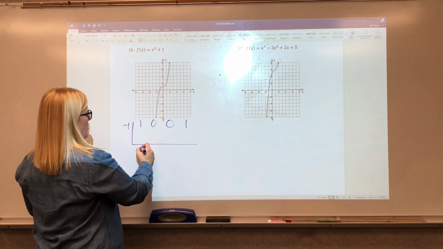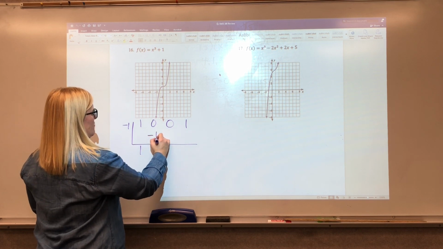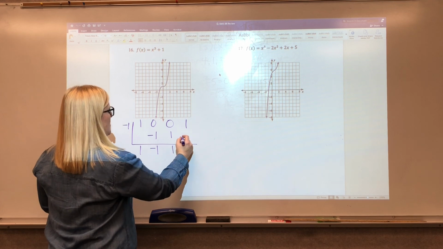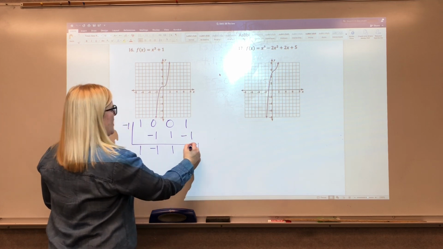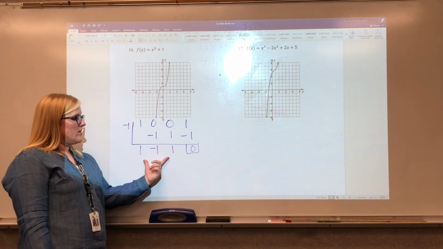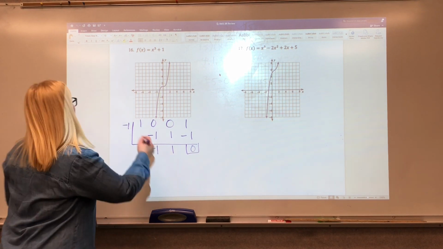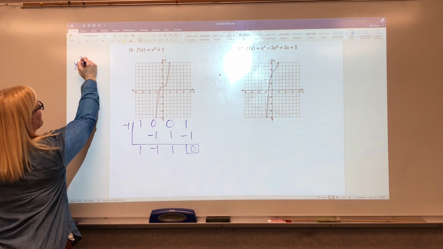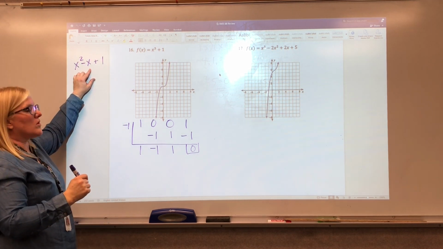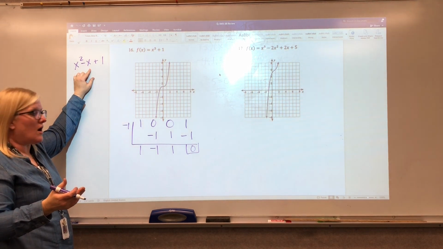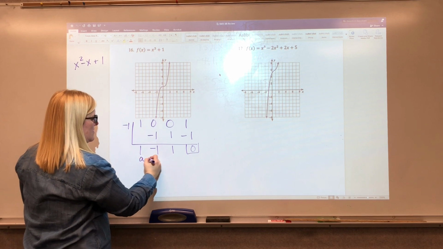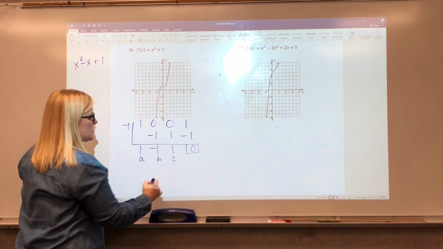So here I have 1, this is going to be -1, -1, this is 1, 1, -1. Lots of, it looks like binary, doesn't it? Okay, so this is technically x squared minus x plus 1. And this is what we're going to use the quadratic formula on again. So this is my a, this is b, this is c.